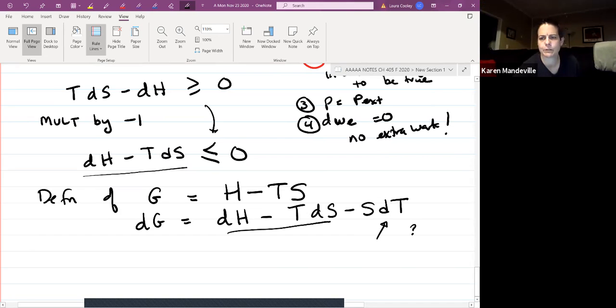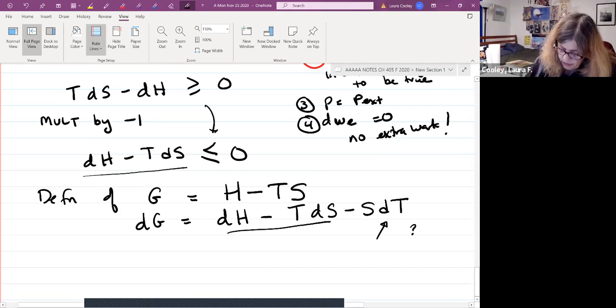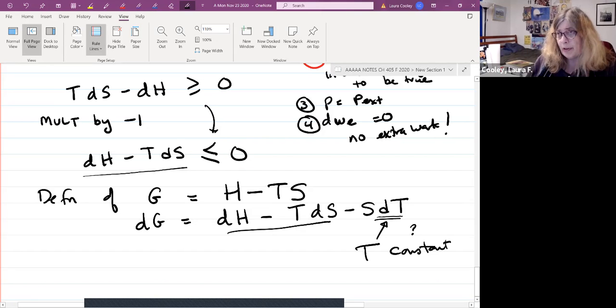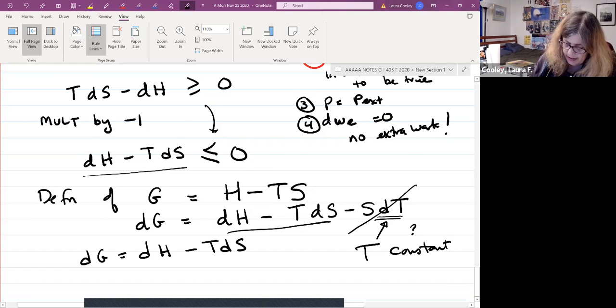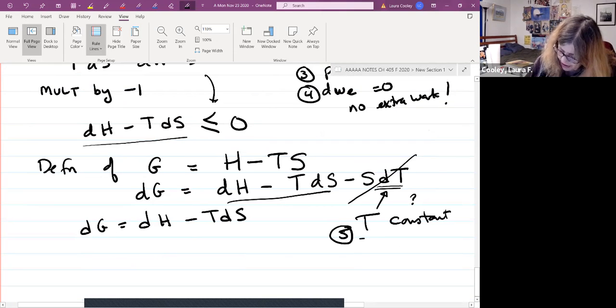Isn't that from the thermal equilibrium? No, this is the definition of the Gibbs free energy. But what can I say to get rid of a DT? When is there no change in temperature? Temperature. When temperature is constant. So if the temperature is constant, I can get rid of this term. So now I have that DG is DH minus TDS. And all I have to do is add a fifth condition that the temperature is constant.